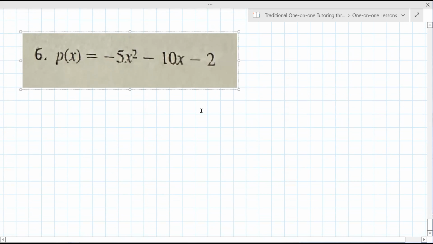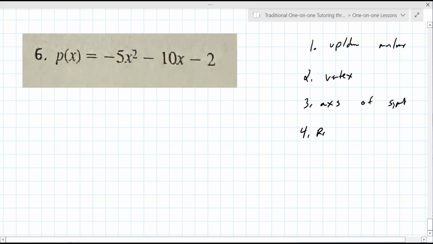Okay, so I'll give you your list here. I want to know whether this opens up or down and whether it has a min or a max. I want the vertex, axis of symmetry, and the range. And what else do I want here? I want the y-intercept. Okay. So it'll open down and it will have a max. Good. Those always go together.